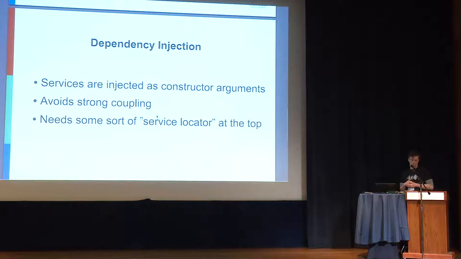In order to avoid strong coupling, the idea is that a service object would always get whatever it needs to operate as constructor parameters, and you have some kind of service at the top that glues these services together, that wires them. So you have a top-level thing, a DI container typically, or a service locator, depending on the terminology you want to use, that knows which services use which other service implementation. So the concrete implementation is known in one place.